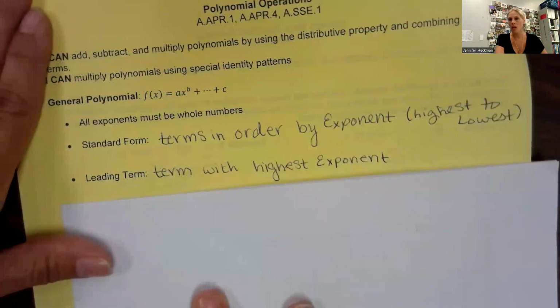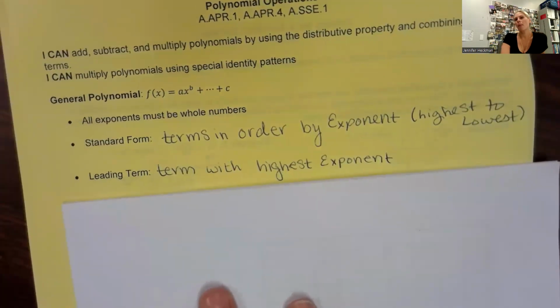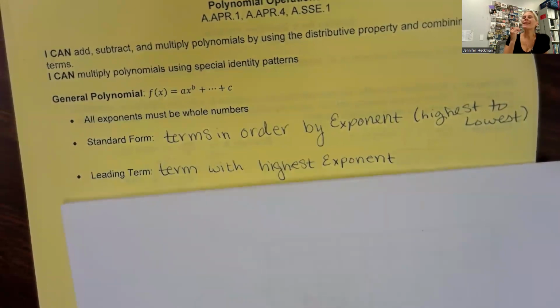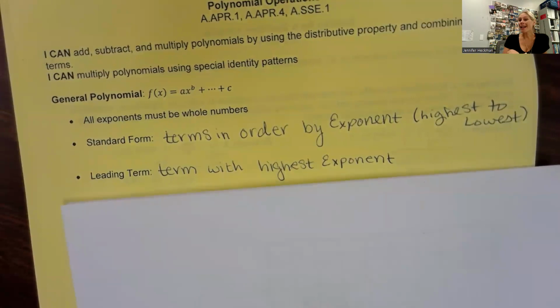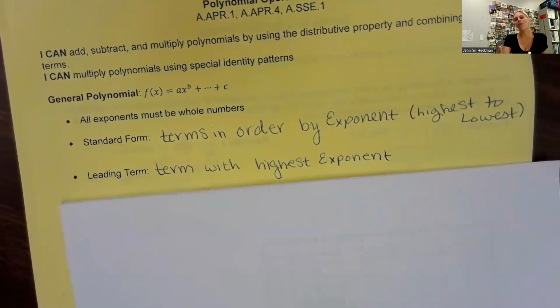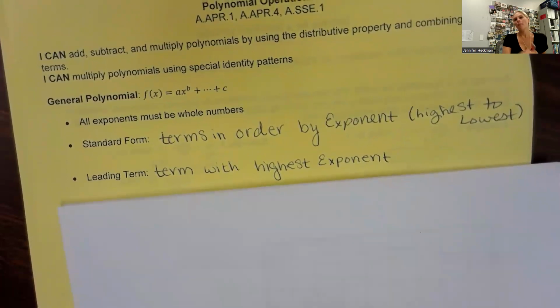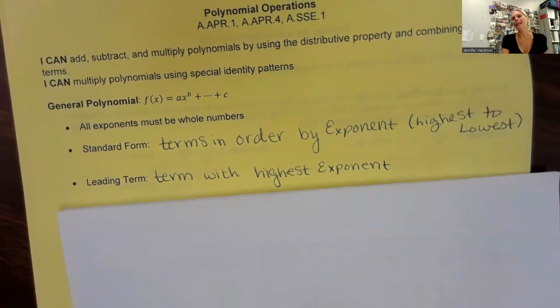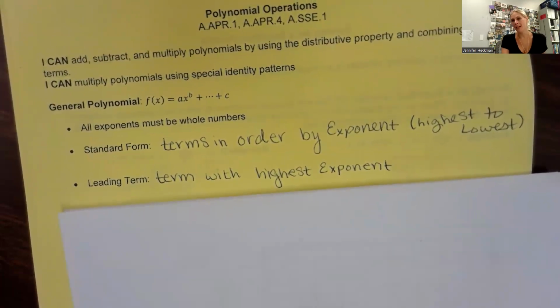The next term we're going to go over is a leading term. So out of all the terms in a polynomial function or expression, you have a leading term. The leading term would be the term with the highest exponent. Hence, when you put it in the standard form, your leading term is out front. But if you don't put it in standard form, leading term doesn't mean the first term you see. It's the term with the highest exponent, okay?